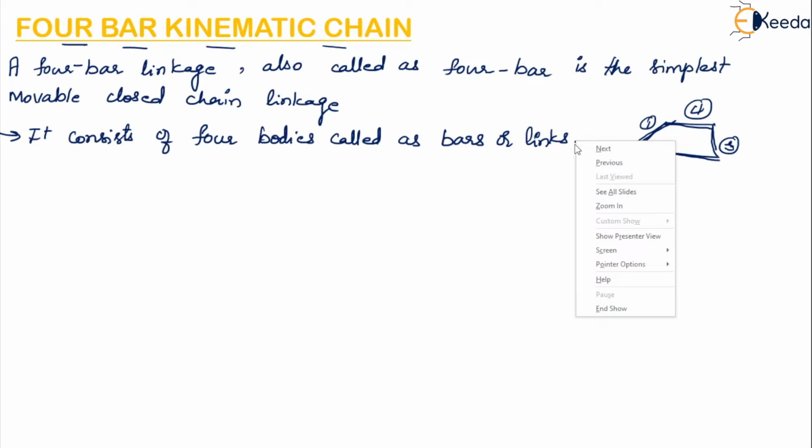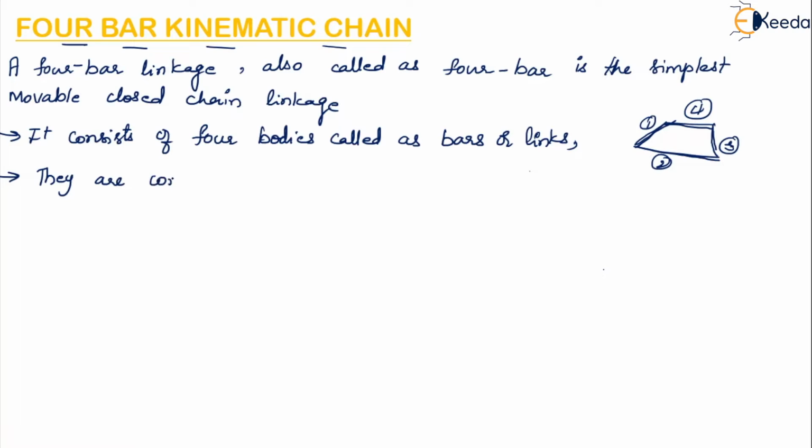So these links are connected in a loop by 4 joints. So this is the first joint, this is the second joint, this is the third joint and this is the fourth joint. So they are connected by 4 joints.